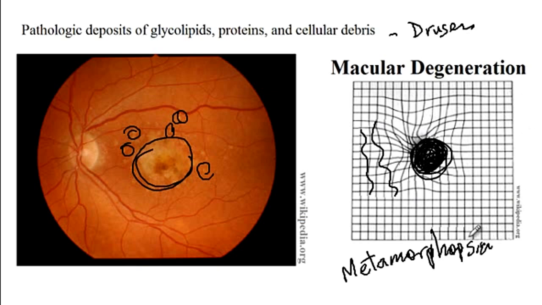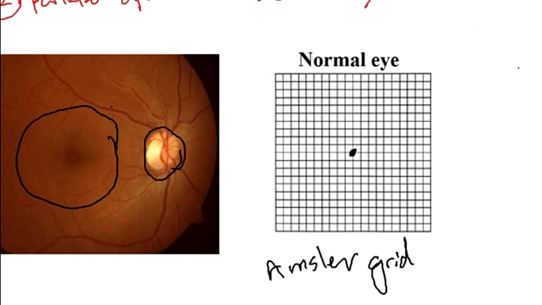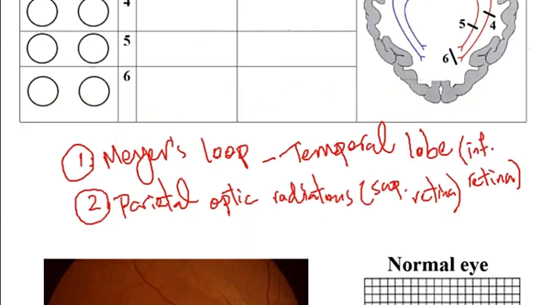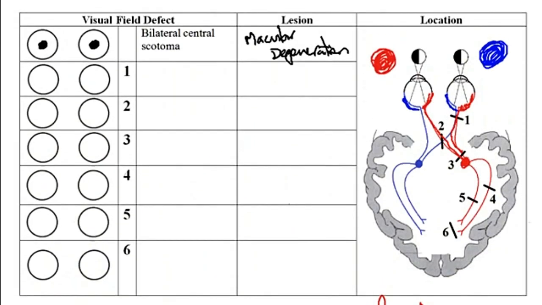And the test that you use for detection of macular degeneration is called the Amsler grid, which is shown right here. This is an example of an Amsler grid. Okay, now that we are done with macular degeneration, we can go back to our table. So this patient has bilateral central scotoma, which is caused by macular degeneration.